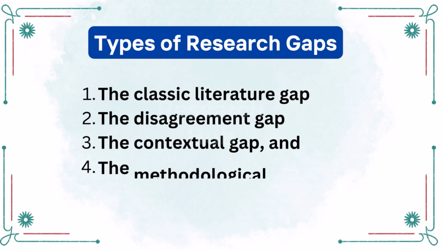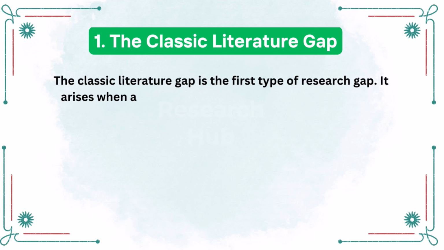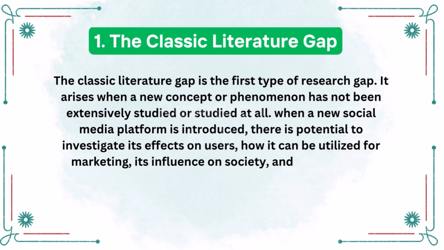The four most common types of research gaps. 1. The classic literature gap. First up is the classic literature gap. This type of research gap emerges when there's a new concept or phenomenon that hasn't been studied much, or at all. For example, when a social media platform is launched, there's an opportunity to explore its impacts on users, how it could be leveraged for marketing, its impact on society, and so on. The same applies for new technologies, new modes of communication, transportation, etc.